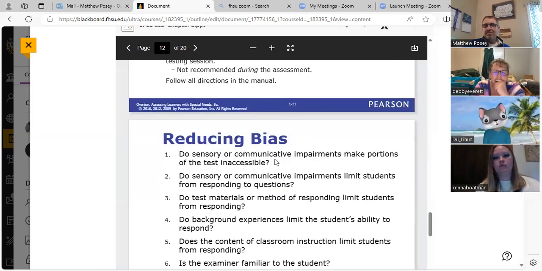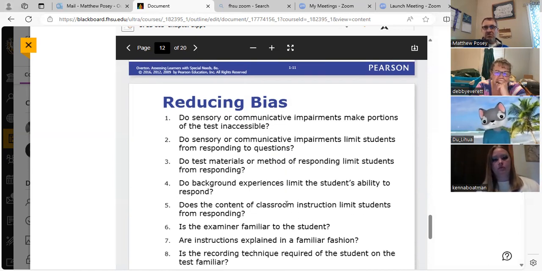Okay, reducing bias. We also have to take into consideration when we come in there: is there any communication impairment? Is there any hearing impairment? Do we need to look at any of the materials that we're using or the methods of responding? Do they limit students from responding to us and giving us answers and feedback? Does the student's background experience limit their ability to respond? There are a lot of things that we have to take into consideration.